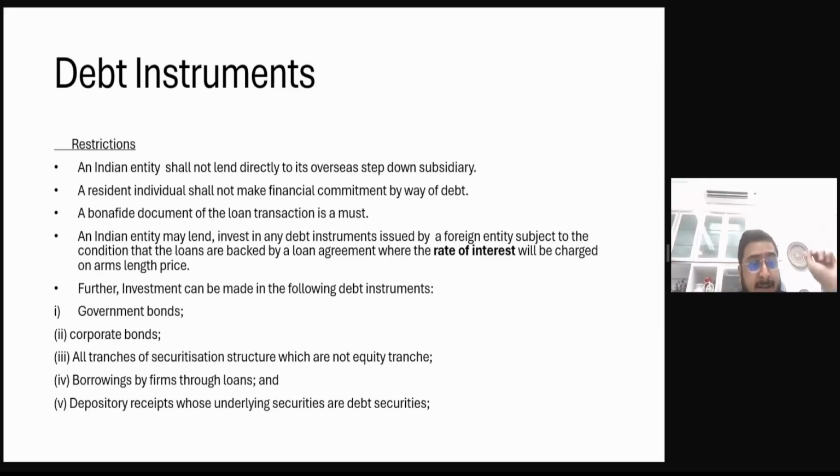Now, a resident individual shall not make financial commitment by way of debt. Meaning, a resident individual cannot make an ODI by way of loan. He cannot give a loan ODI. A bona fide document of the loan transaction is a must.